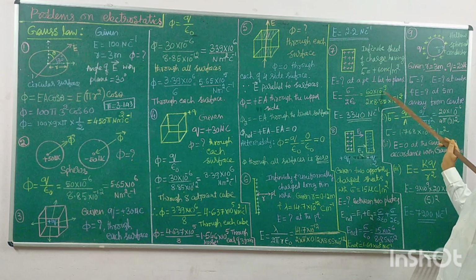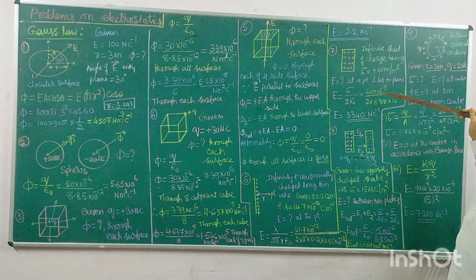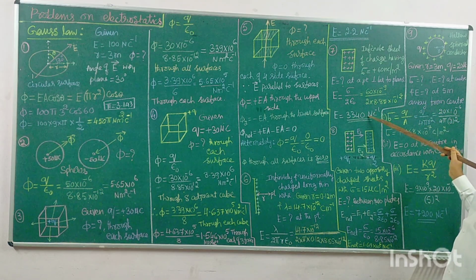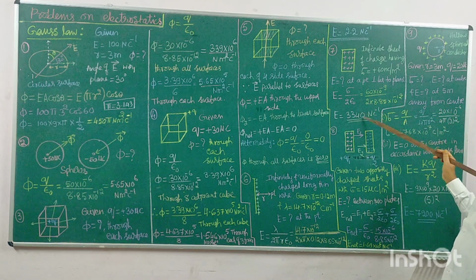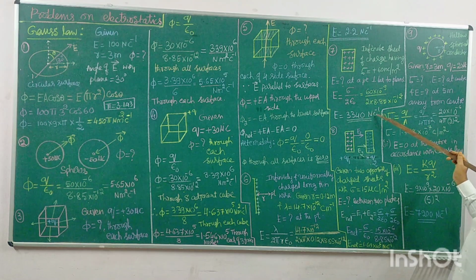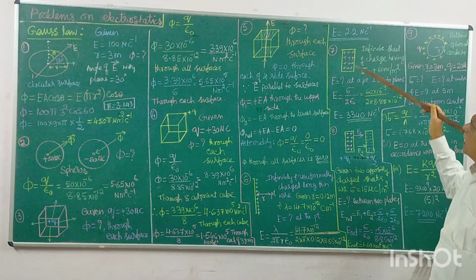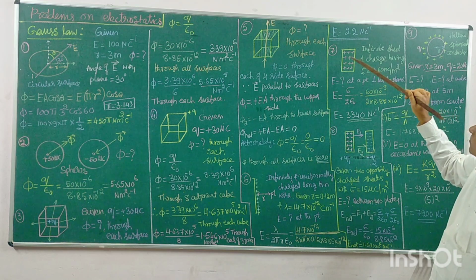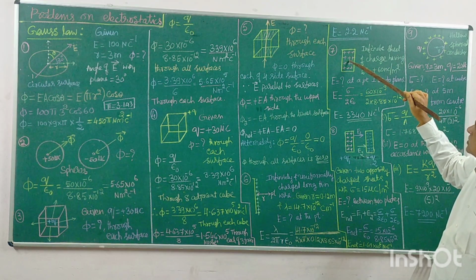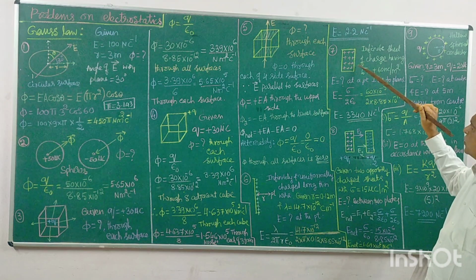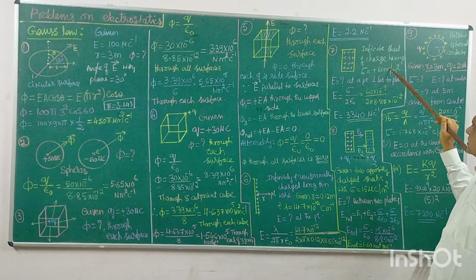Nano means 10 to the power minus 9. Substitute them and calculate, and we get this value. What is this value in SI? Newton per coulomb. It is the electric field at a point perpendicular to the surface. What is the surface? It is a surface of uniform charge distribution. The density is mentioned.